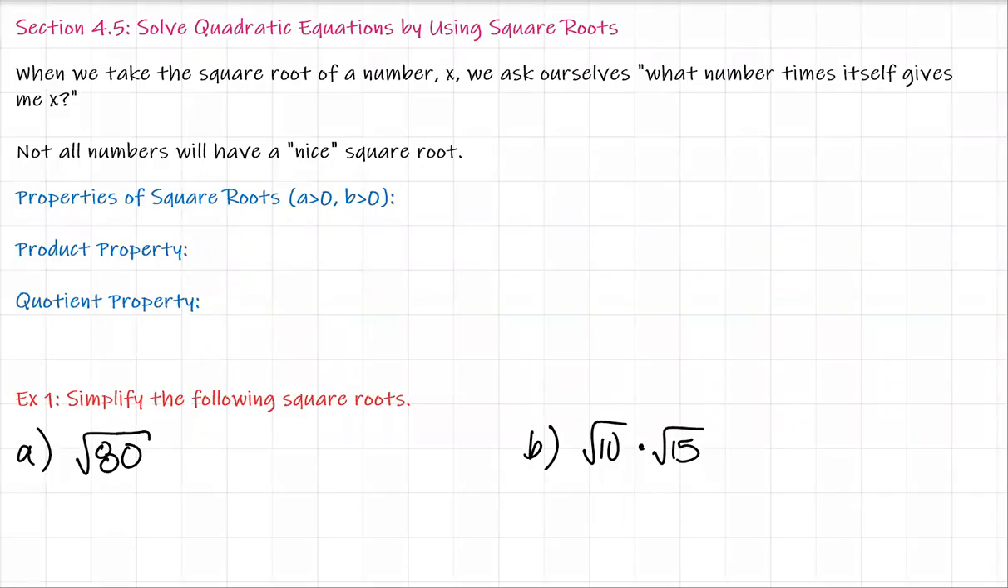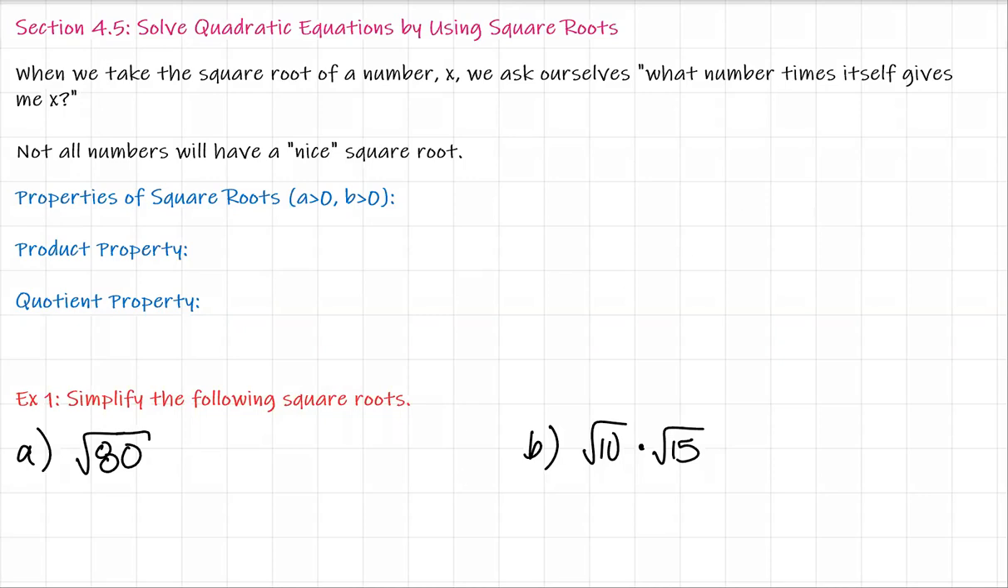Hey, Algebra 2. We're going to take a little baby break from factoring to talk about section 4.5, where we're solving quadratic equations by using square roots. We're going to learn about square roots in this section. We'll start off by asking how we can simplify some square roots, what we can do with square roots, and then we'll use them to solve our quadratic equations.